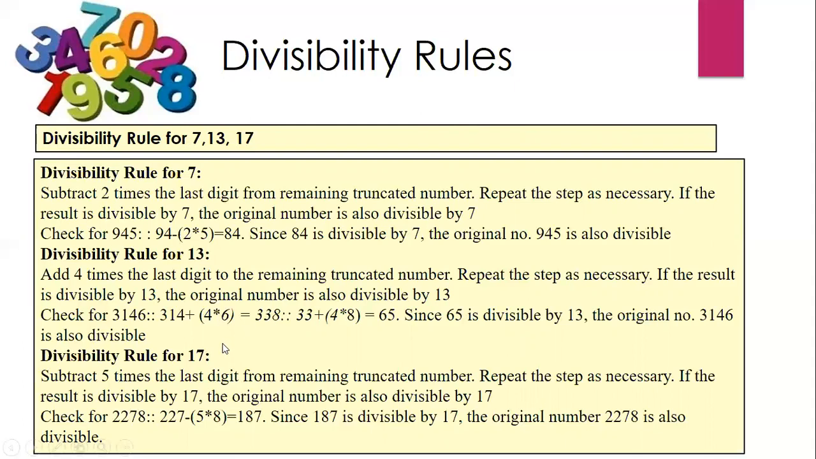Okay, for 17, subtract 5 times the unit digit. Now take the unit digit, multiply by 5 and subtract it from the remaining number. So 8 into 5, 40. So 227 minus 40 will be 187. 187 is exactly divisible by 17. So the whole number will be divisible by 17.